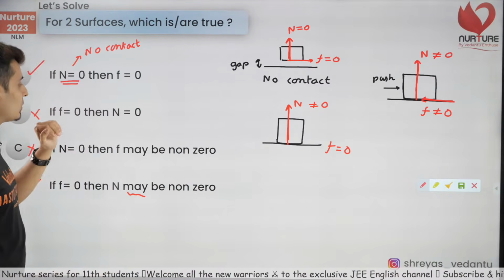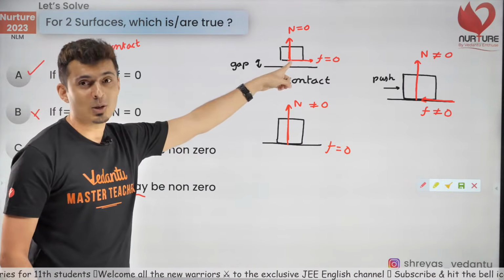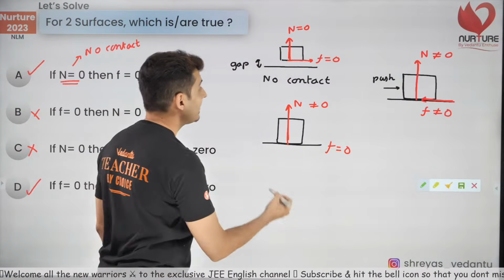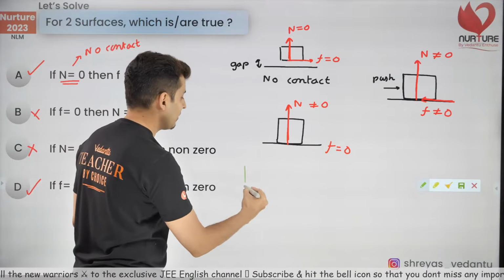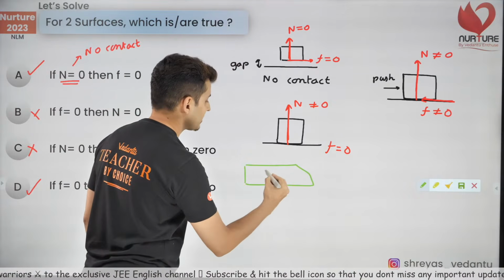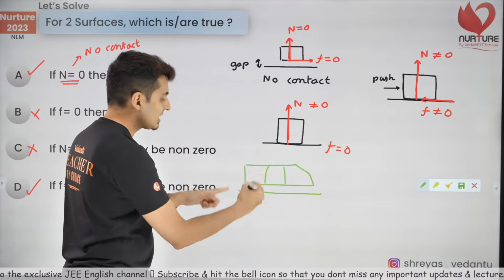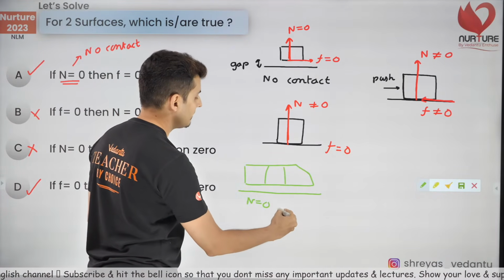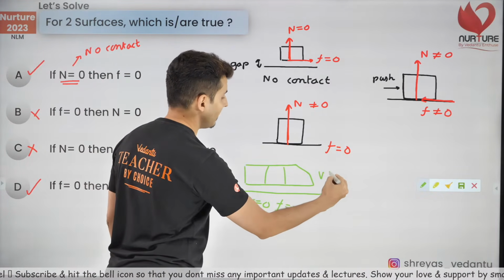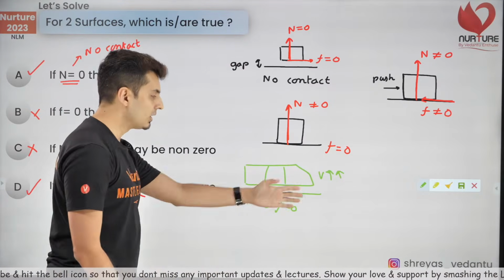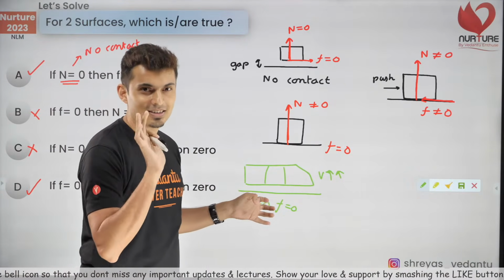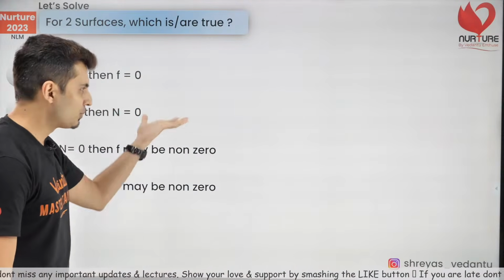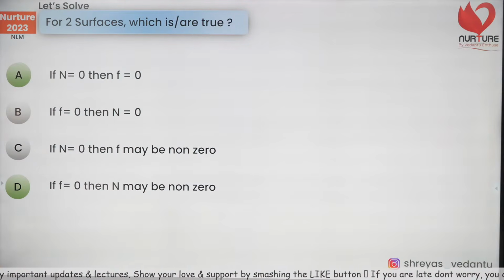Maglev trains are an example of this. There is no contact. You would have seen those magnetic levitation trains, right? They are suspended by magnetic force. So there is no contact and their friction is zero. So their speeds are very, very high. The only resistance force is the air resistance. That's how it works. There are electromagnets which push up the train. So A and D is the correct answer.